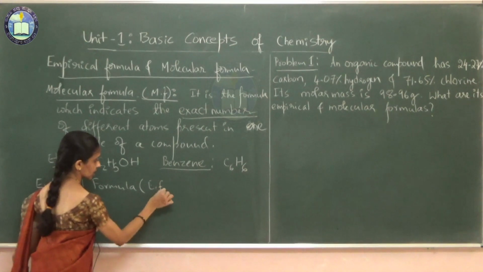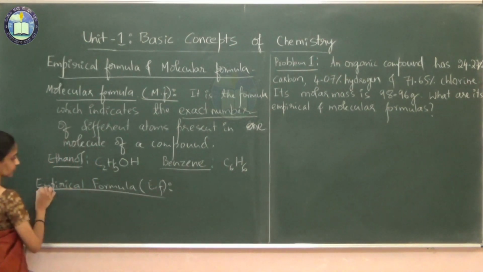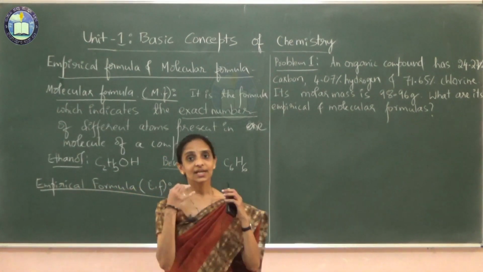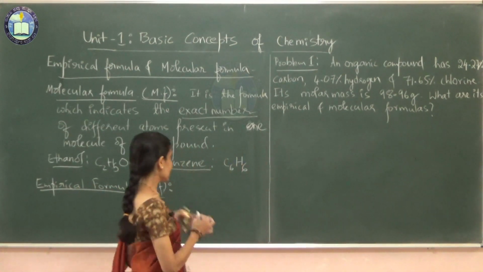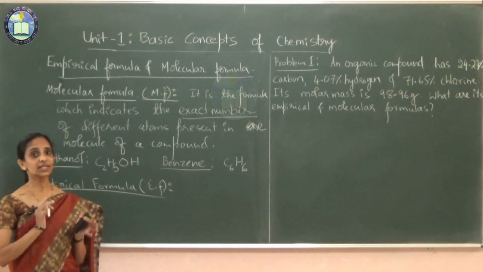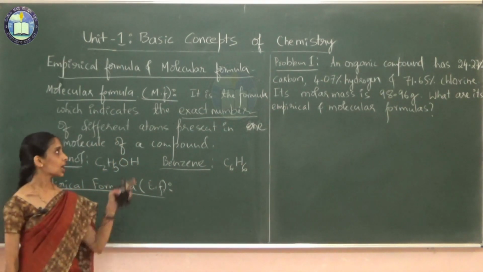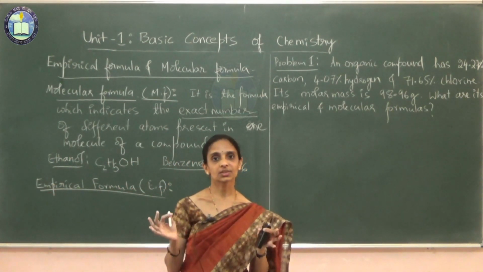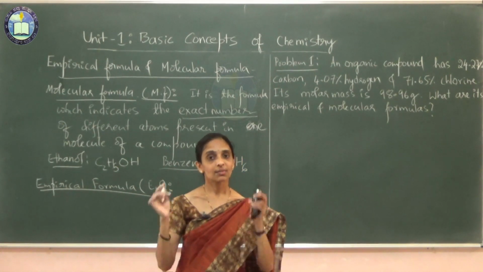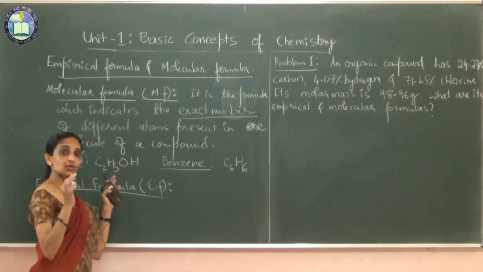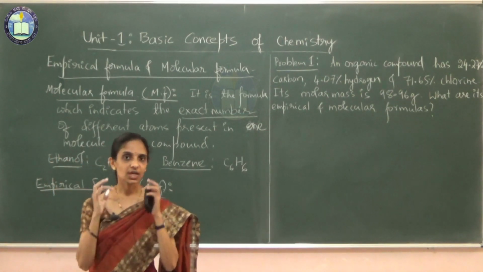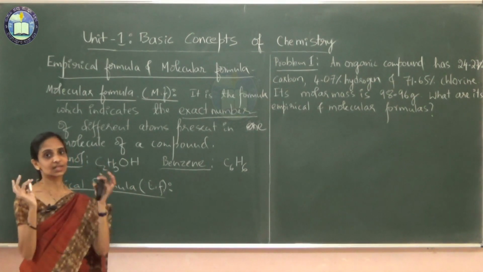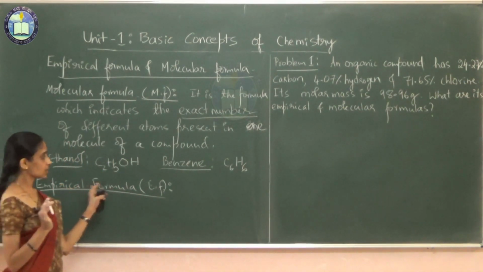I will denote it as EF. This formula doesn't give us the exact number. Instead, it gives us the ratio of the number of atoms. Molecular formula is giving us the exact number of atoms. No compromise there. But here in the empirical formula, you get information regarding the ratio of atoms, not the exact number of atoms. Okay, so how do you define it?